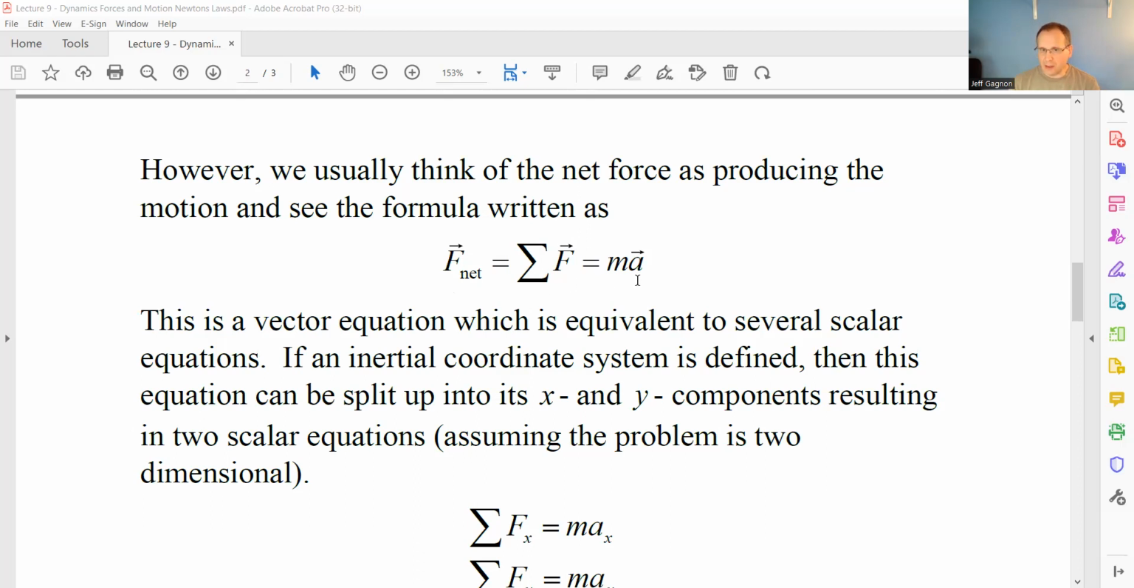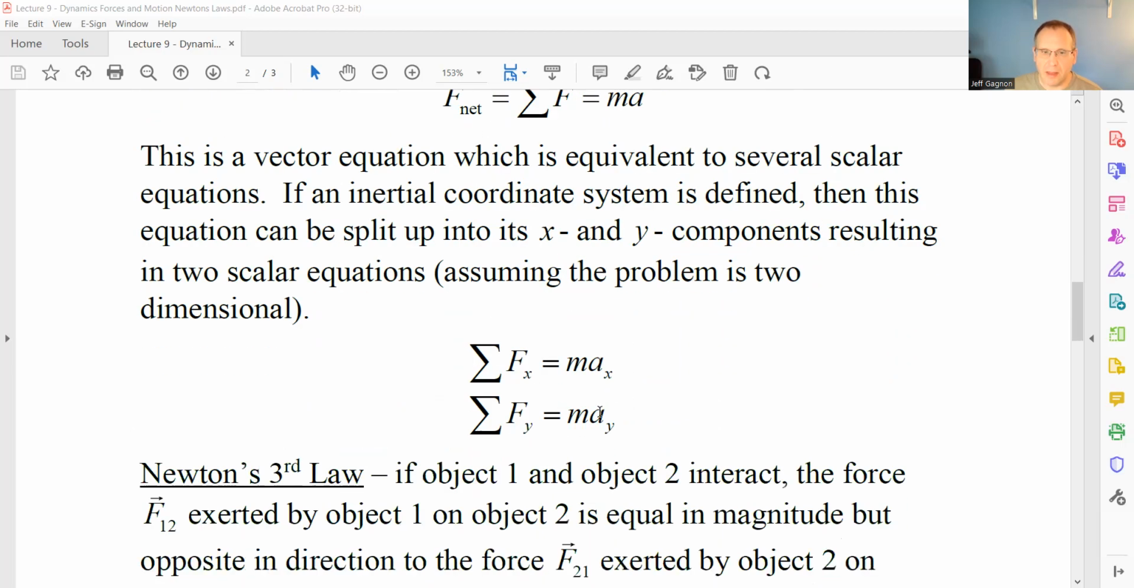Now, this is a vector equation, right? So it's kind of like efficient notation for several equations in one. If you introduce what's called an inertial coordinate system, like an XY coordinate system that we can measure everything relative to, then this equation can be split up into its components, into its X, Y, and if you have three dimensions, a Z component as well. But typically in this class, we'll be dealing with two-dimensional motion. So this equation can be broken up into these two scalar equations, which are no longer vectors. They're just true along these particular motions.